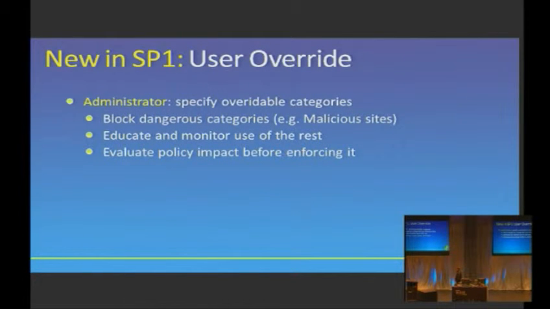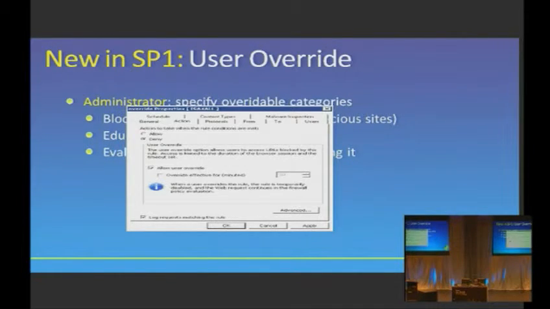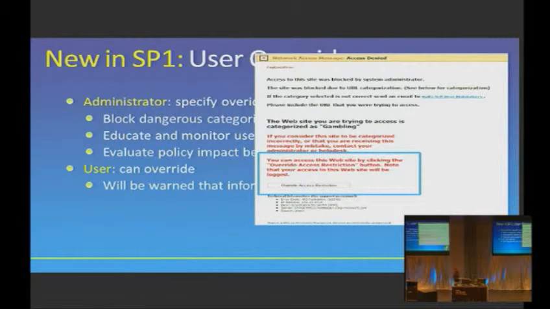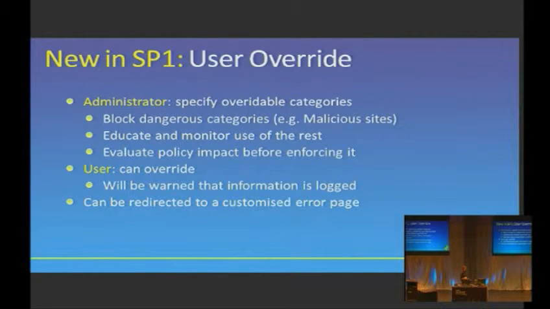In SP1, we have overrides. So we can evaluate the policy impact and so forth. We can do category overrides. As you can see here, we'll show this in a minute. Basically, you can allow a user to visit a site, but they get an error message before they go to that site, and the user can proceed manually. You can see the error message there. We'll show this in the demo.